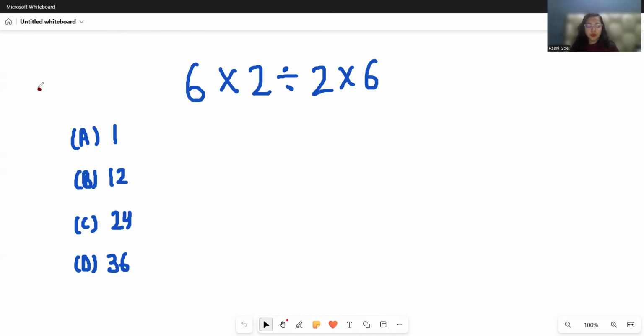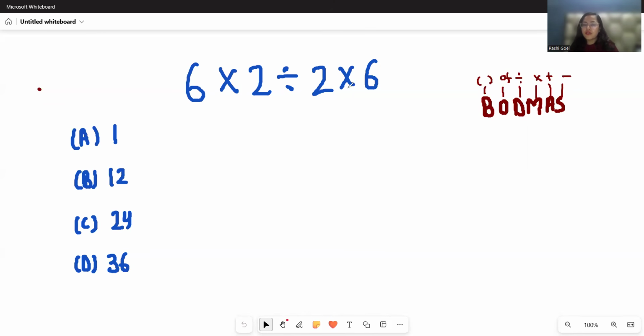So let's take a good look at this resolution. Some people solve it from left to right, some people solve it from right to left, but we are solving it by a rule called the BODMAS rule, which helps us choose which operation we have to solve first. B stands for bracket, O stands for of, D stands for division, M stands for multiplication, A stands for addition, and S stands for subtraction.